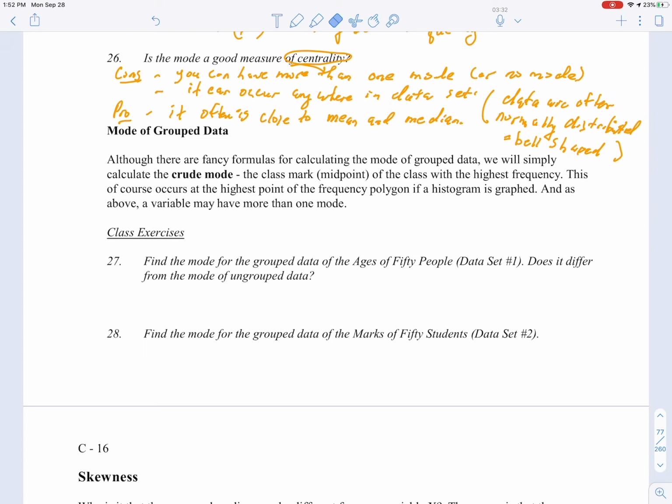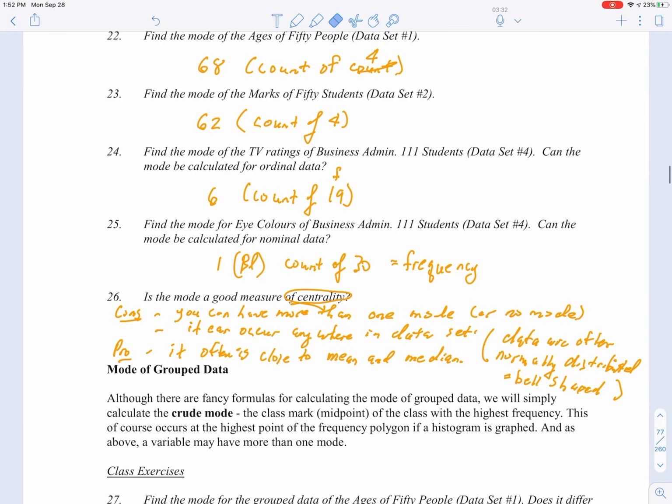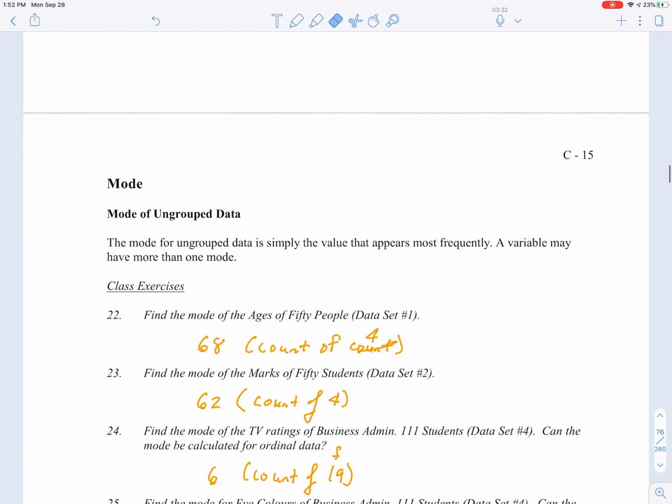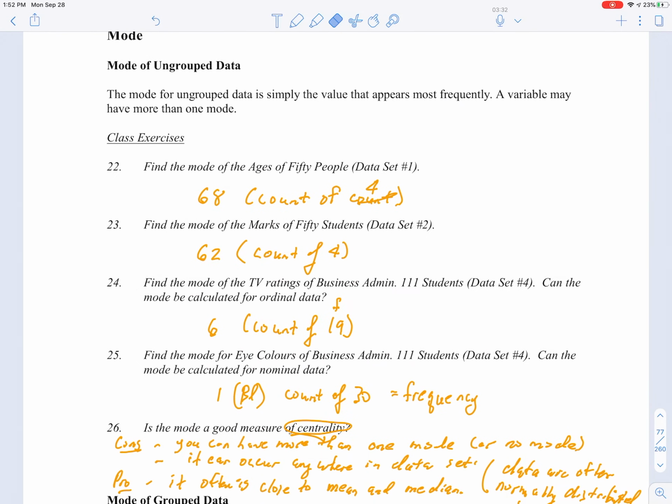We're going to take a look at the ages of 50 people and the marks for 50 students. And it says here, find the mode for the group data. Does it differ from the mode of the ungrouped data? So the ungrouped data, what we had was just right here. So it was 68 right there. Let me go to a different color here.